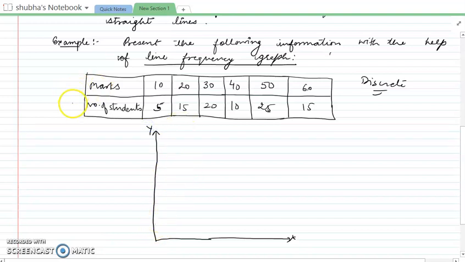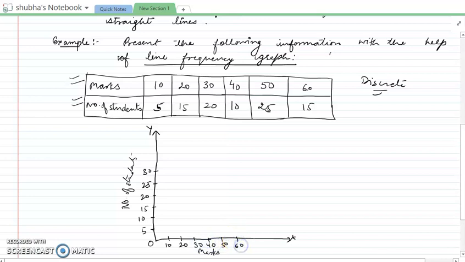As I have already explained, frequencies are plotted on the y-axis. So on the y-axis we will take the number of students, and the items or values are taken on the x-axis, marks. We need a scale. On the number of students axis we can take 5, 10, 15, 20, 25, 30. And marks are directly given to us: 10, 20, 30, 40, 50, 60, 70.